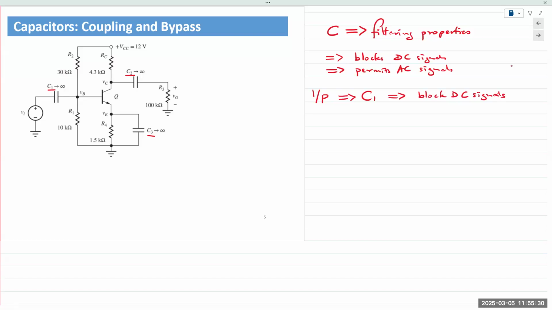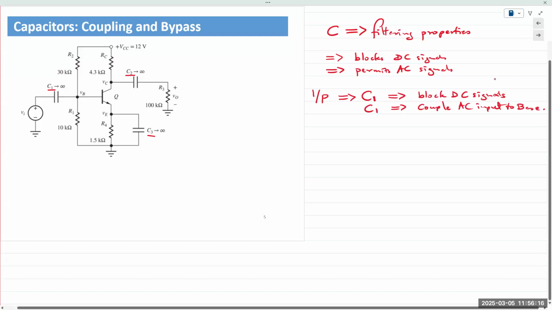So what it ensures is that any unwanted DC signal that might appear at the input side does not shift our biasing point. That's its purpose. Our biasing point is fixed due to VCC. If you apply a DC voltage at the base other than VCC, then your Q point is going to shift. So if you want a good amplifier where the Q point doesn't shift, then you place a capacitor in front that will permit or couple the AC input to the base. Okay, couple AC input to the base.